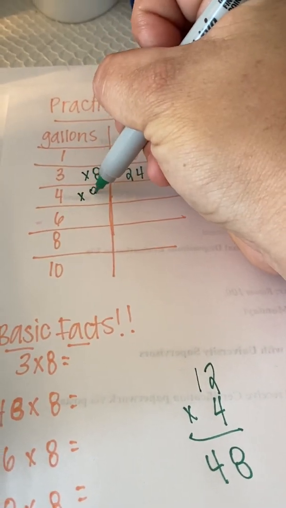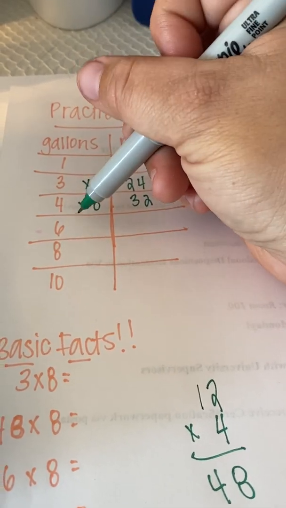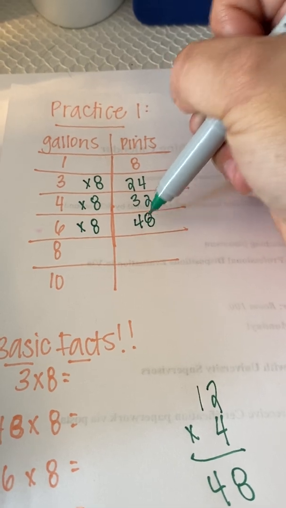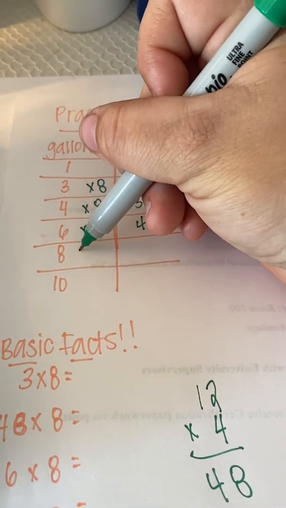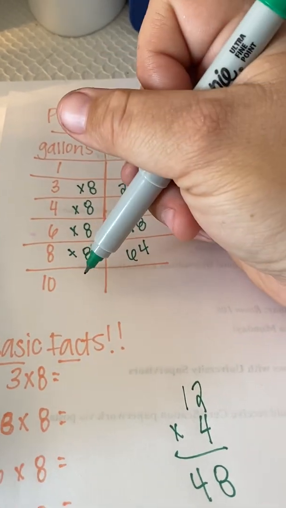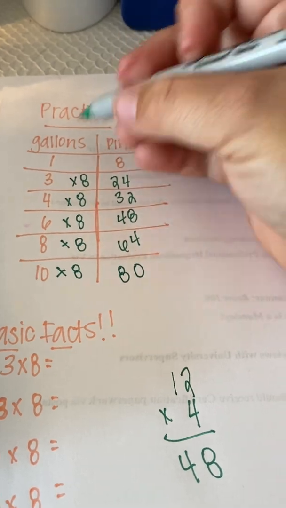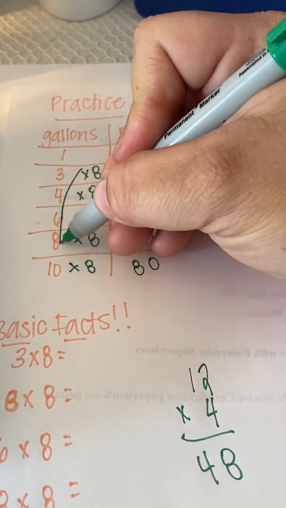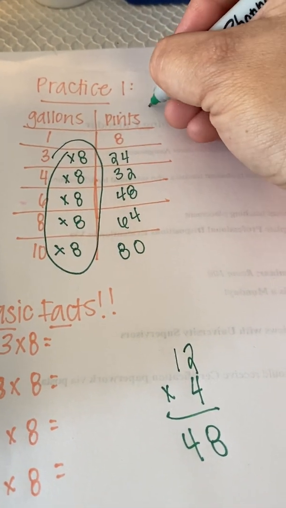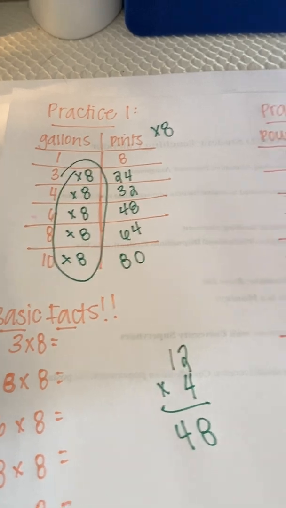4 times 8 is 32. 6 times 8 is 48. 8 times 8 is 64. And 10 times 8 is 80. So the rule here is just like our practice. It is multiplying by 8. Okay, so that is our practice 1.